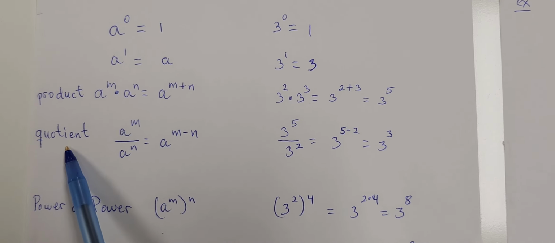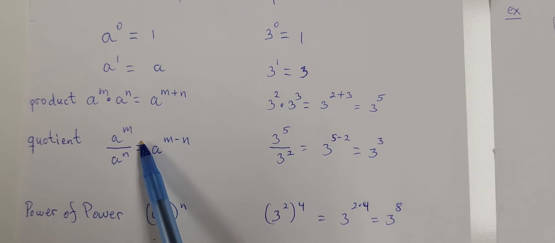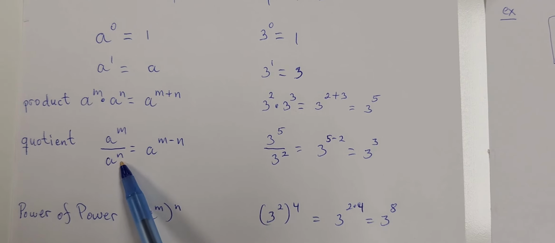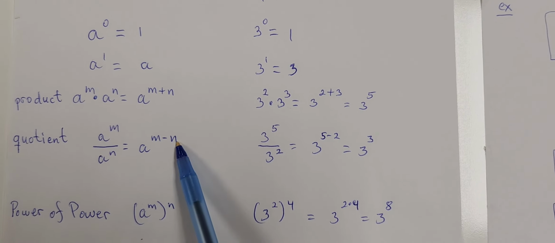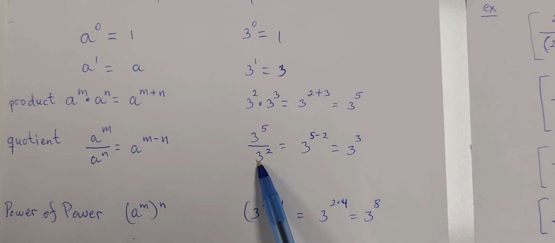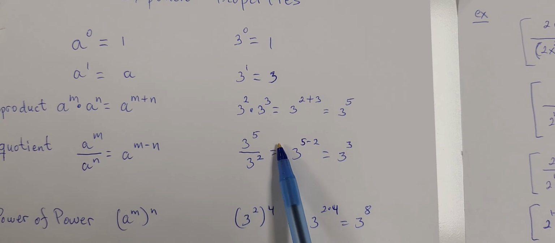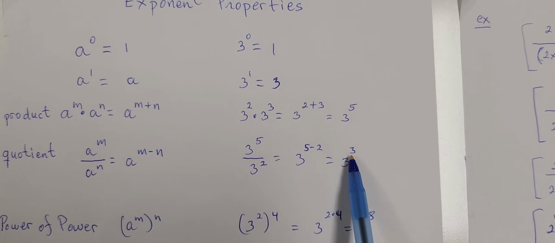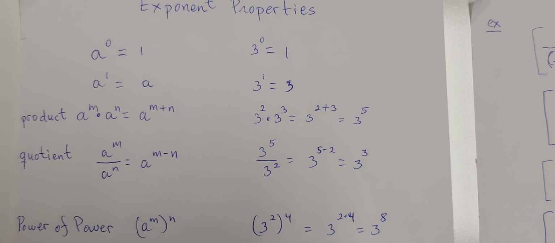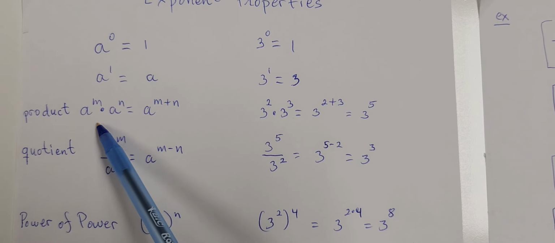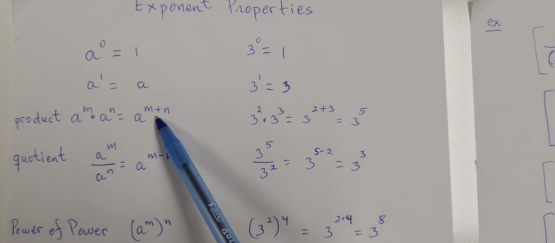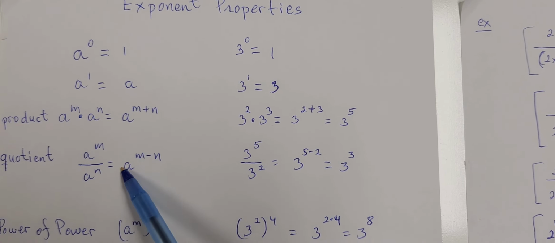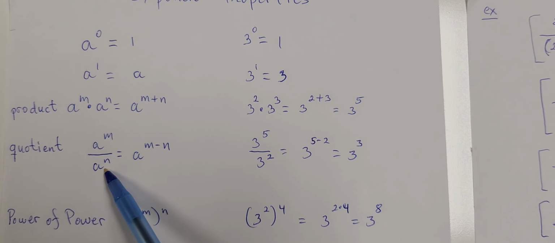Next property is the quotient rule. When I have quotient, quotient is divide, so then I subtract power. Again, same base, then I can subtract. So 5 subtract 2, which gives me 3. Okay. Again, be very careful. You can only add powers when I have same base, subtract power when I have same base.